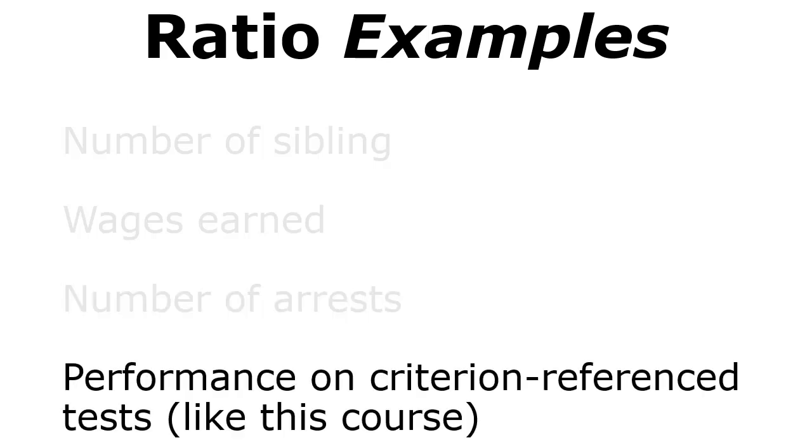And finally, even performance on criterion-referenced tests like this particular course. That's an example of ratio. You can get a 0 on the test that I give. You can also get 100% of all possible items, and I'm still waiting for some of those. So not all test results are interval. Some can be ratio, like this class. So those are some examples.